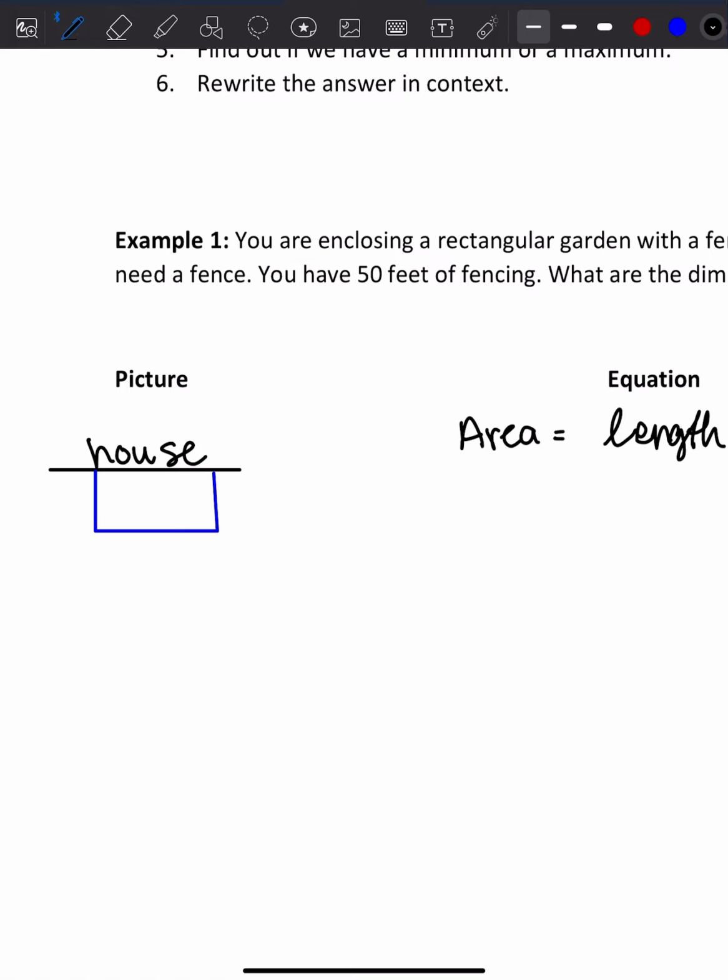Because we have 2 of the same sides, I'm going to make the side that we have 2 of x. So if that side's x, that means this side's x. And then we need to figure out what that third side is. Well, we have 50 feet of fencing total, so the max that our side can be is 50, and then we subtract the amount of fence we've already used. We have our 2 sides that are both x, so that's 2x. That third side is going to be 50 minus 2x, and that makes up our whole fence.